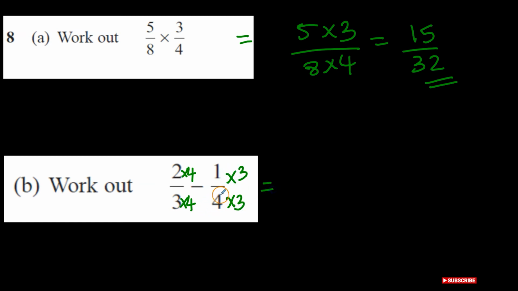So this is going to be equal to 2 times 4 is 8 over 12, take away 1 times 3 is 3 over 12, so this is going to be equal to 5 over 12. There is no common factor between 5 and 12, and we're going to leave the answer as it is.